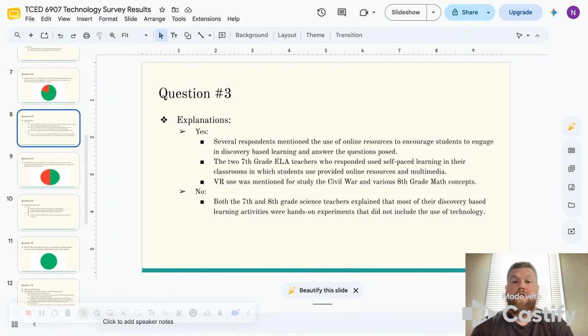When it comes to the respondents that answered no, both the 7th and 8th grade science teachers explained that most of their discovery-based learning activities were actually hands-on experiments that did not include the use of technology, which is the discrepancy there.